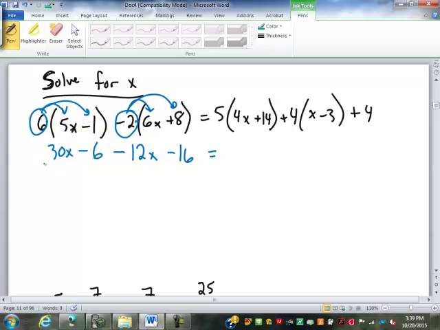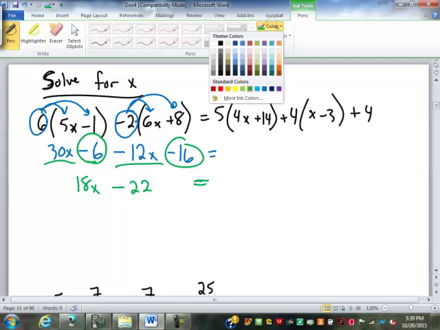Any more I can combine there before I move over to the other side? Sure, what is it? Okay, 30x and negative 12x make 18x. And then? Perfect. Negative 6 and negative 16 make negative 22.